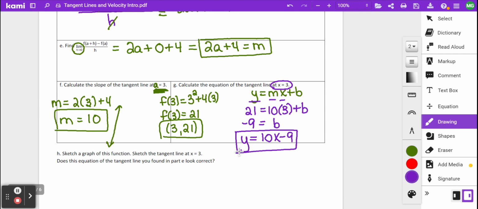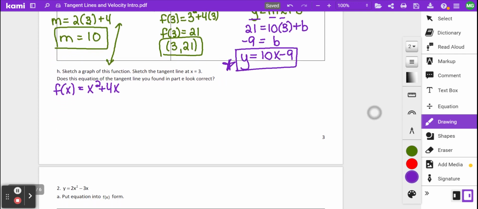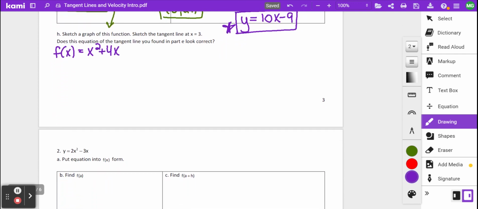Okay, let's see if it works. Let's see if that even makes sense. So I want you to again think that our function was f of x equals x squared plus 4 times x, and the equation of our tangent line is right here. What I'd like for you to do is pause the video, either use your calculator or use your brain, and sketch this and see if it looks like we've found the tangent line for this function when x equals 3. Go ahead and pause the video and we'll see if we agree.